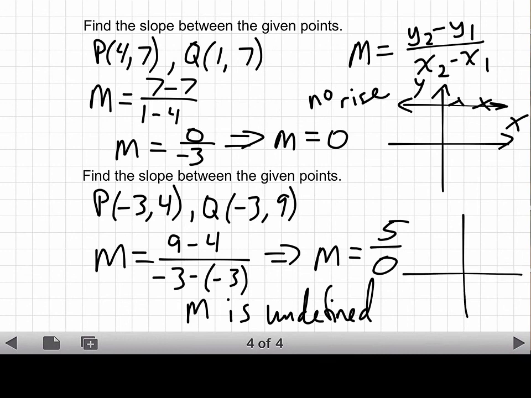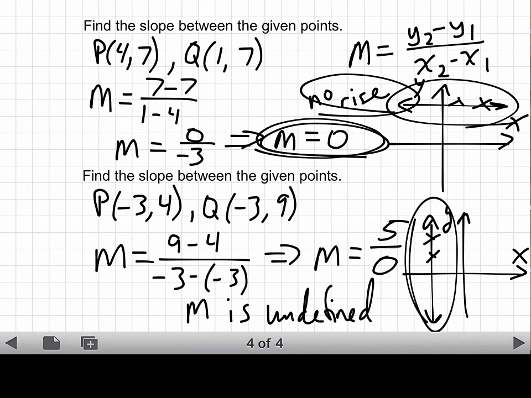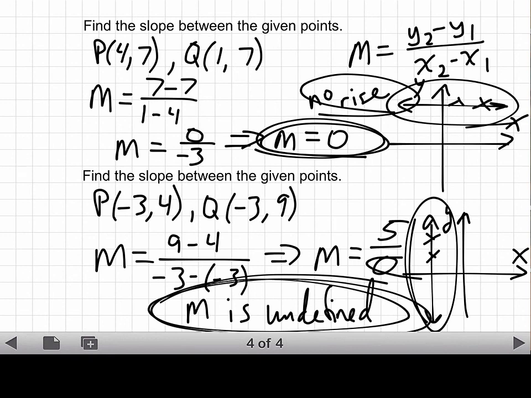And again, a quick little sketch here. Let me label y and x. If both of the x coordinates are -3, now again, I don't care what the y coordinates are, they're right on top of each other. This is a vertical line. Horizontal line has no rise, and so the slope is 0. A vertical line has no run, and so the slope is undefined.